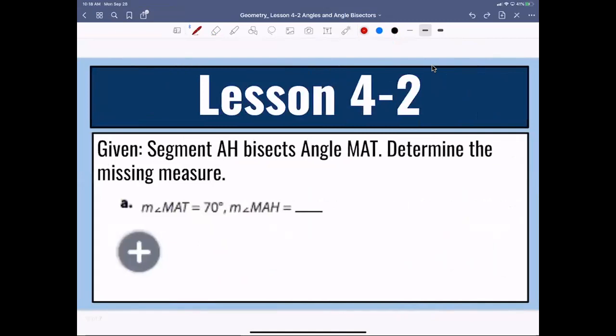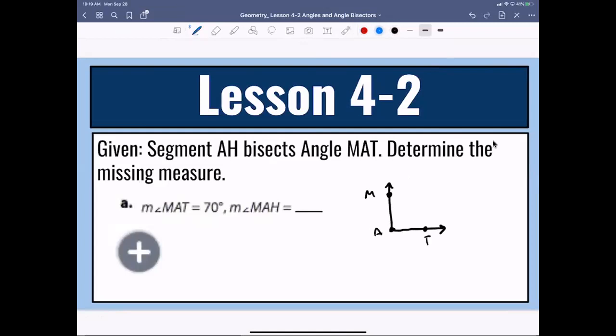All right, let's see how we're doing. It says given the segment AH bisects angle MAT, determine the missing measure. So that's pretty straightforward. We just gotta draw a picture, right? So first we gotta draw angle MAT, and for me, I usually draw 90-degree angles. Why? Because it makes my life easier to show that something is bisected, right? We don't know what MAT actually is, but for me, bisecting is always easiest.